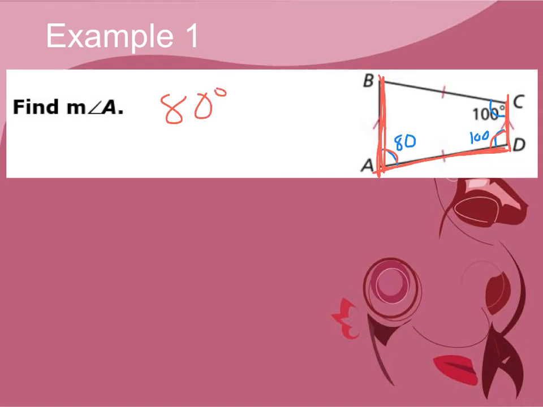So you subtract by 180? Uh-huh. So we do 180 minus 100. Good job, guys. What would angle B be? 80. 80.